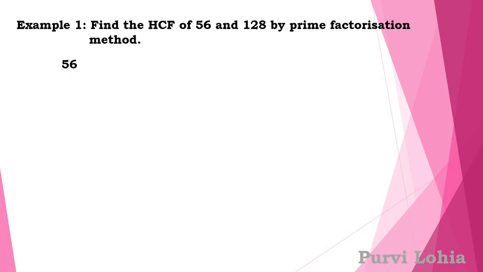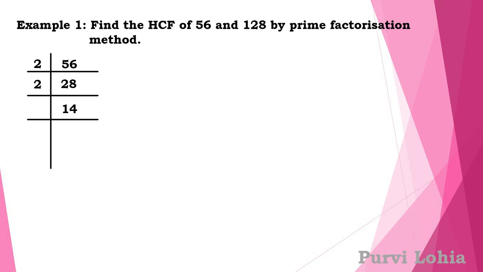56, let's prime factorize it. So it will be first divisible by 2 to give 28, then 14, then again it will be divisible by 2 to give 7, and 7 is a prime number, so it will be divisible by itself.